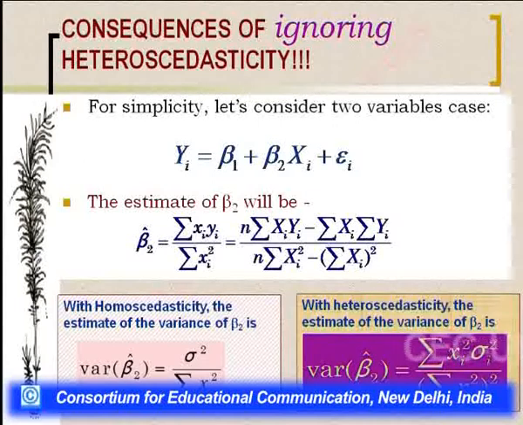summation of xi square. This is with homoscedasticity, and on the right hand side, with heteroscedasticity, the estimate of the variance of beta2 hat would be what? It is the variance of beta2 hat = summation xi square sigma i square upon (summation of xi square) whole square. So this is the difference between the two.